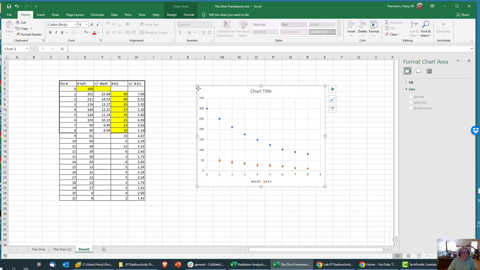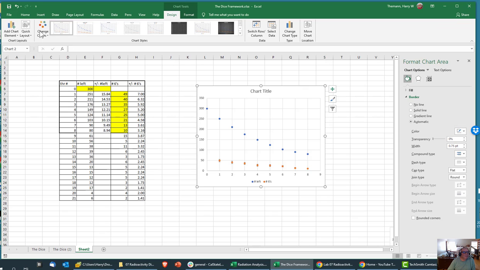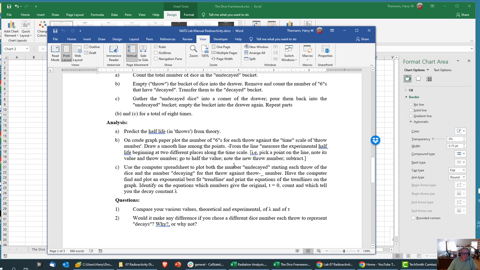Okay, so now what we need to do is we have to add trend lines, because that's what the directions say to do. Plot them. Have the computer find and plot an exponential trend line and print the equations of the fit on the graph. Okay, and then which numbers give the original t equals 0 count, and which tell you the decay constant. Okay, let's go for it.